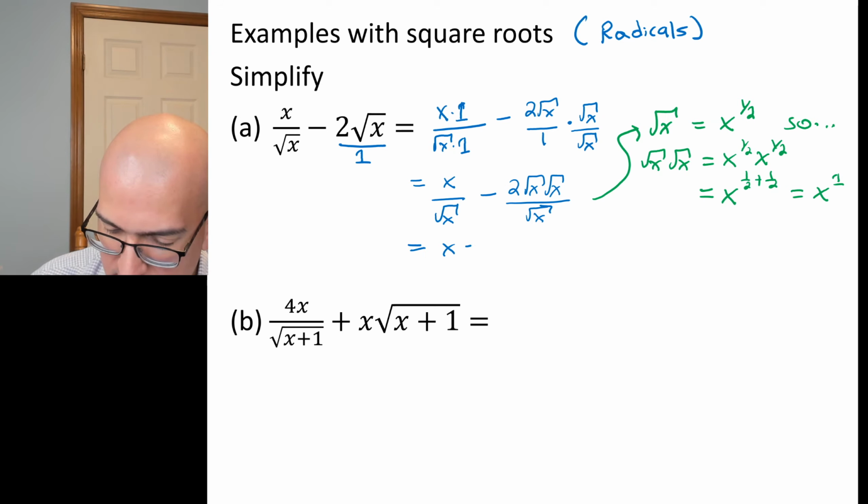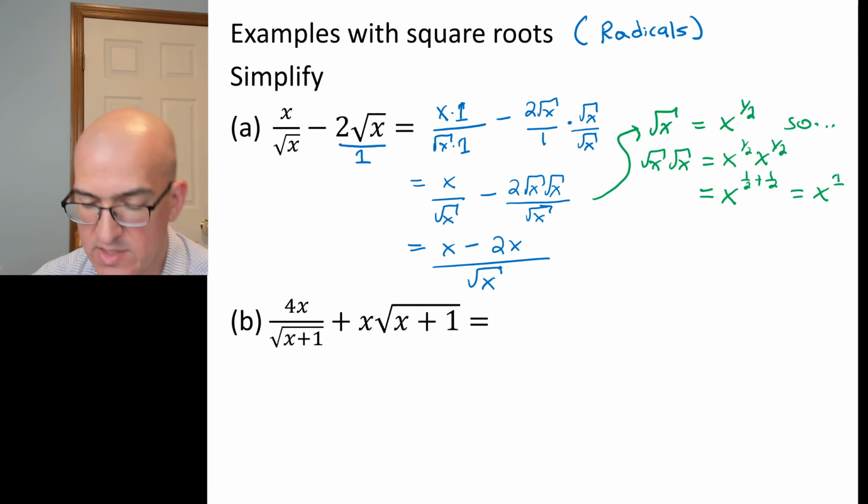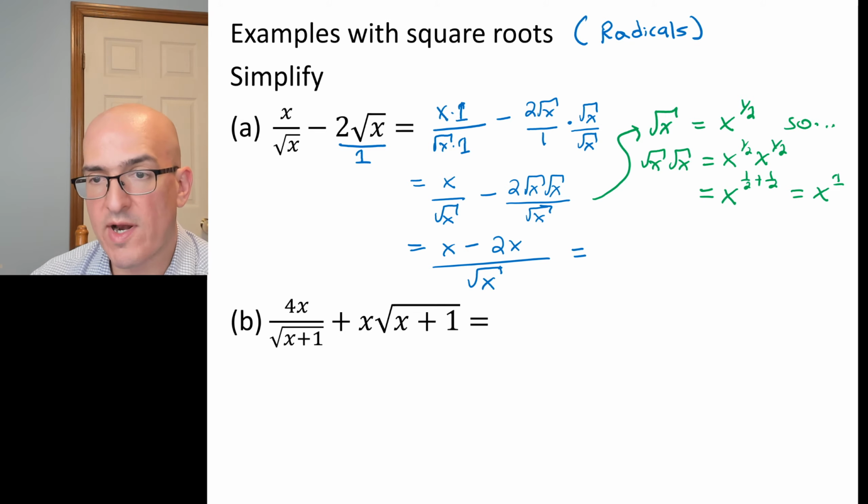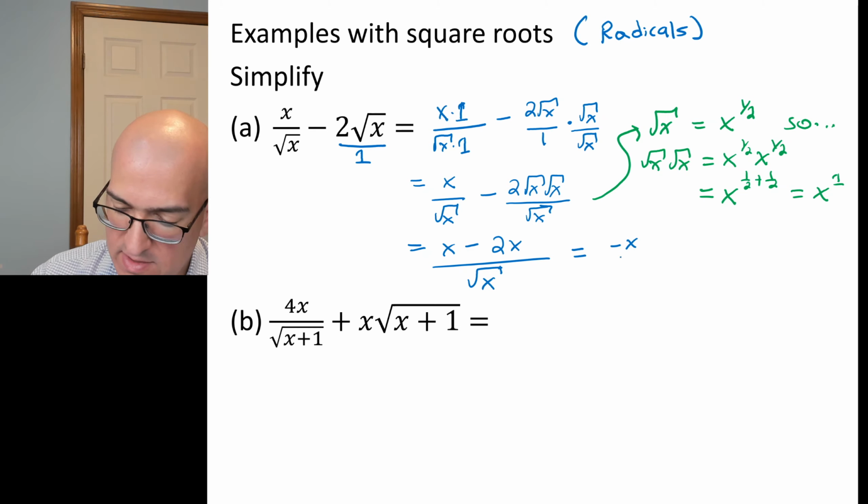Okay, so I have x minus 2x all over root x. They have a common denominator, so I can subtract them. Now we can combine like terms. I have 1x minus 2x, so I have negative x over root x. I'm going to circle that as the answer.